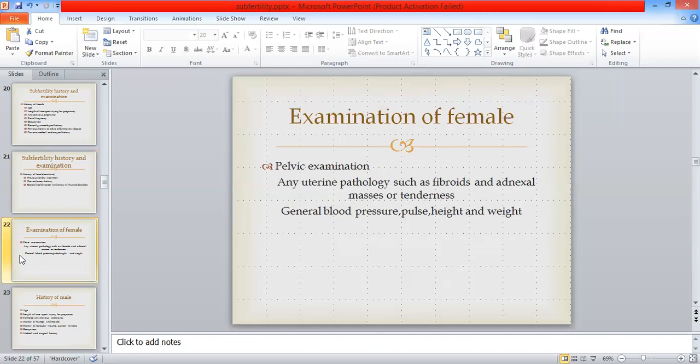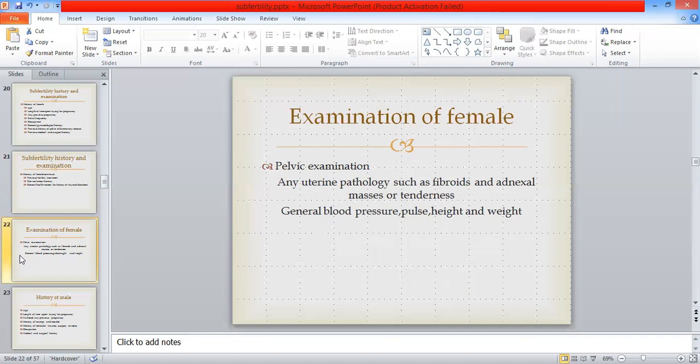In the previous slide, I explained which points you will ask about in the history of the female partner. Now, what will you look for in the examination of the female partner? Pelvic examination is very important. In pelvic examination, we look for any fibroid, pelvic masses, or tenderness, and generally the blood pressure, pulse, height, and weight.